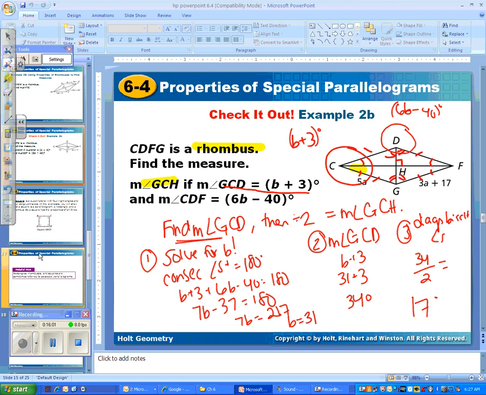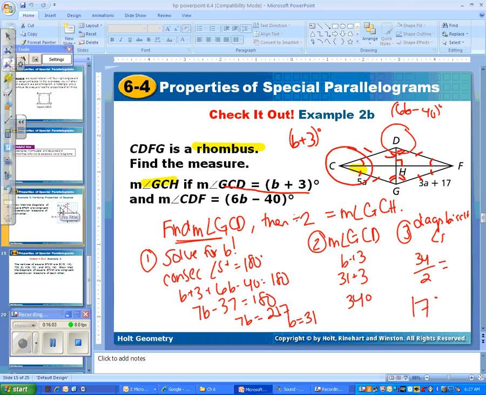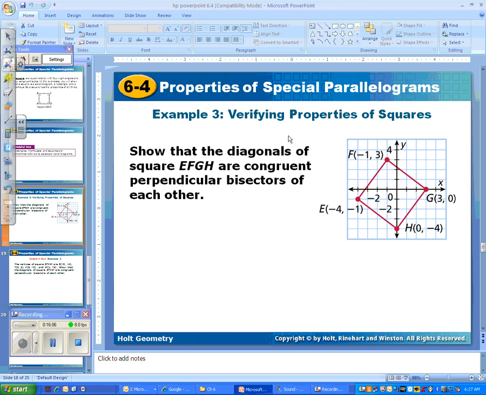Nice job. All right, I'm going to show you how to verify properties of squares in the next video.